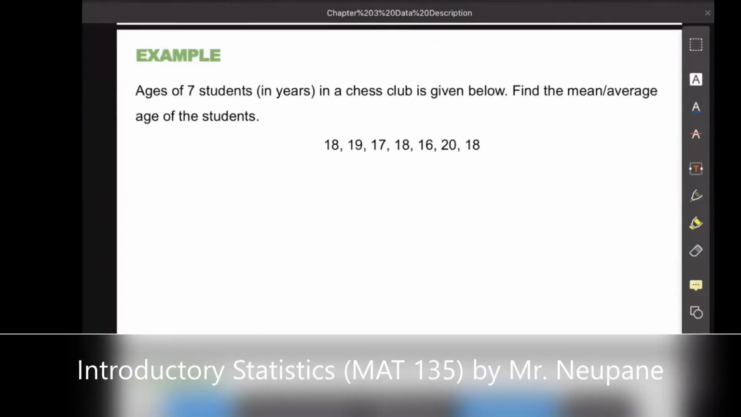Okay, so in this example, the ages of 7 students in the chess club are given below. We have to find the mean or average age of the students. So here, the ages of 7 students are given: 1, 2, 3, 4, 5, 6, 7. And we need to find the mean age of the students from here.